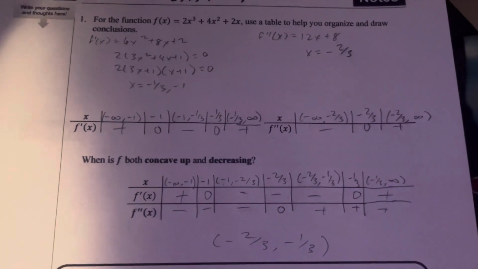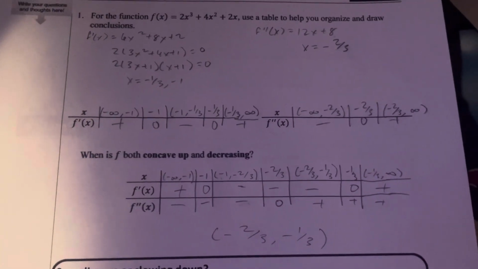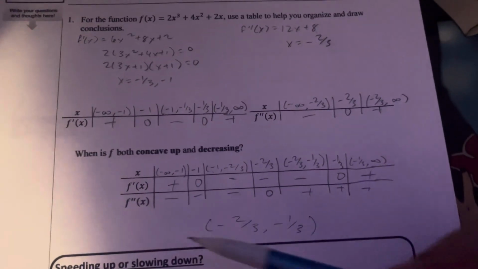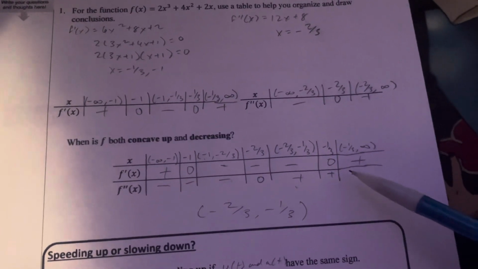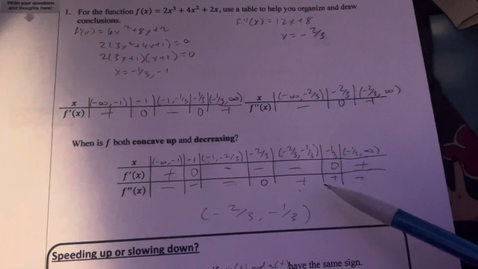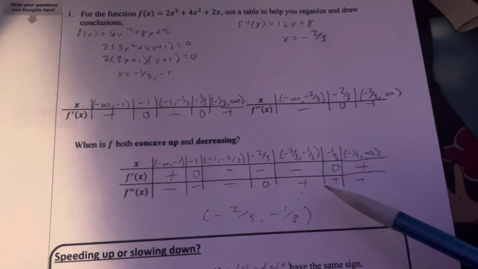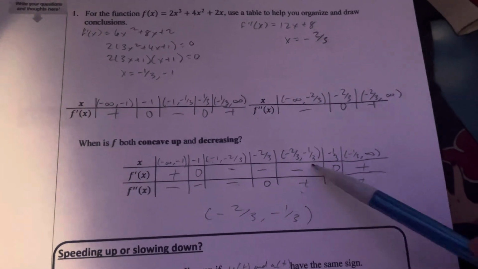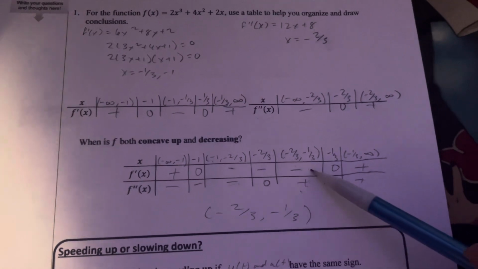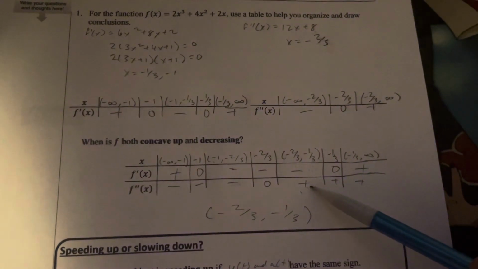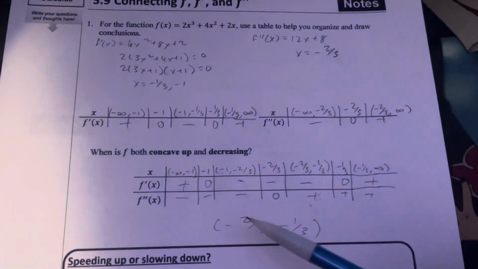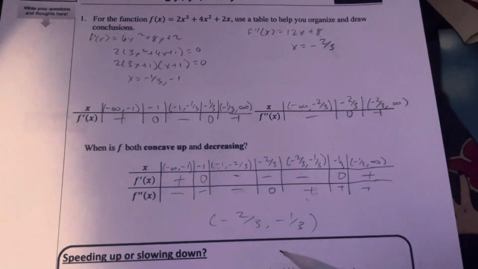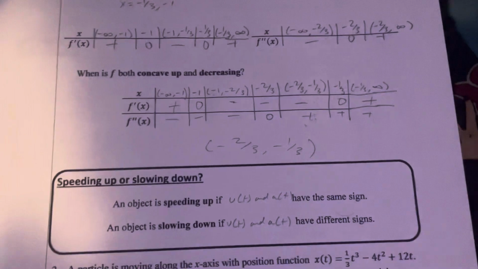And then now we just look: when it's concave up, f double prime has to be positive, so it's positive on these 3 points. And when it's decreasing, f prime has to be negative. So this is the only part where f prime is negative and f double prime is positive. So f is both concave up and decreasing on the domain negative 2/3 to negative 1/3.